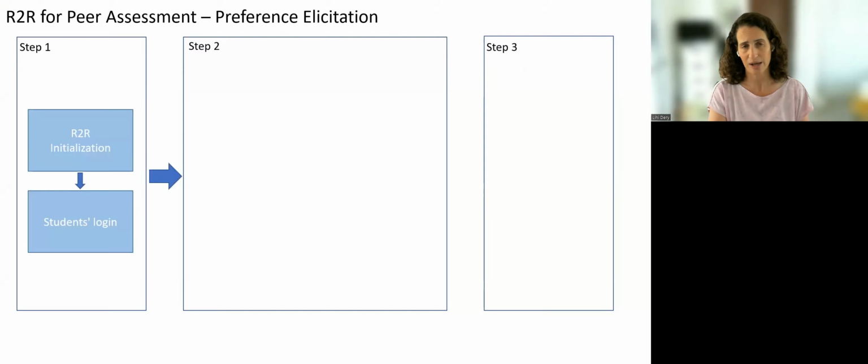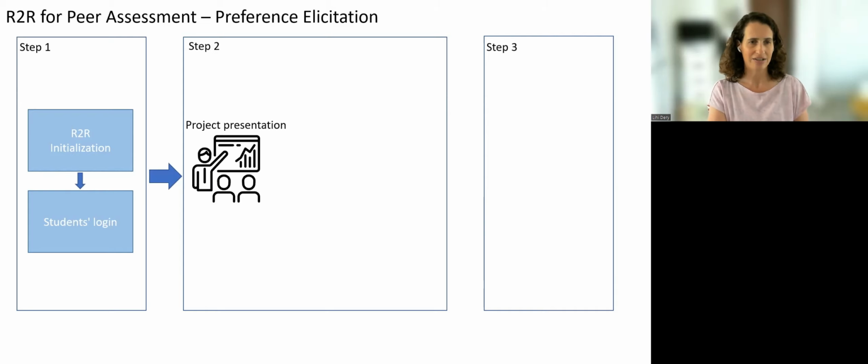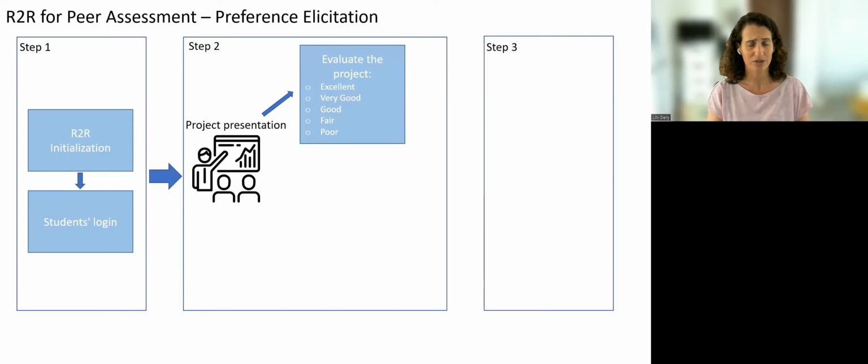Step 2 happens online in class. Students sit in a session, a project is presented, and after the project is presented, the students need to evaluate the project, okay? So they need to give it a score.